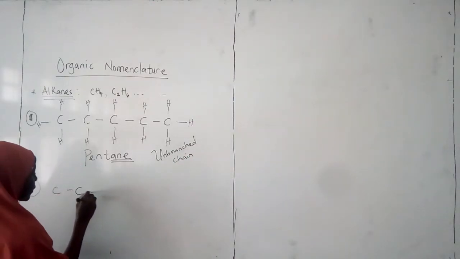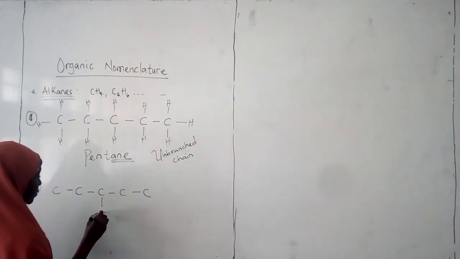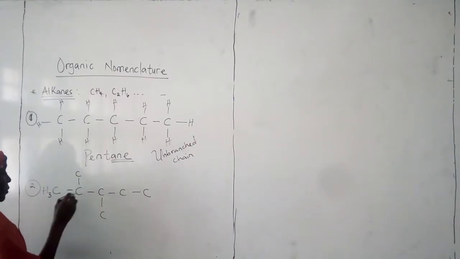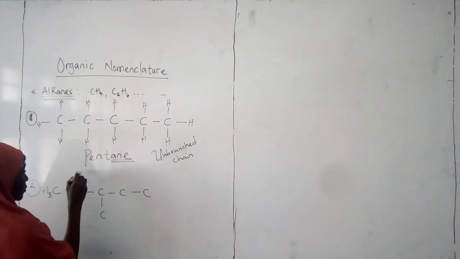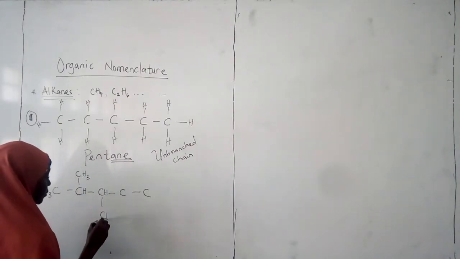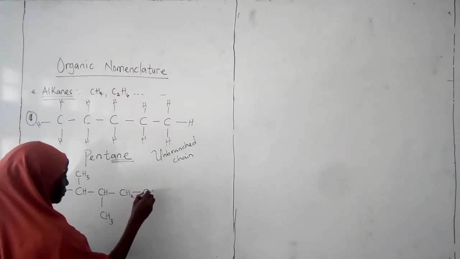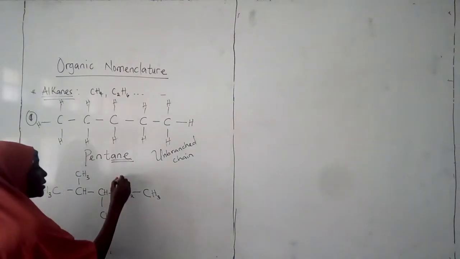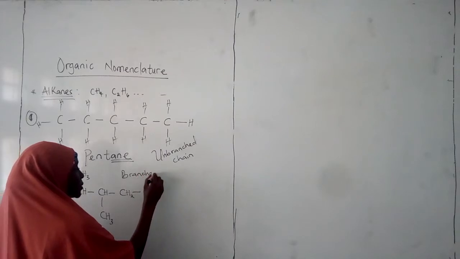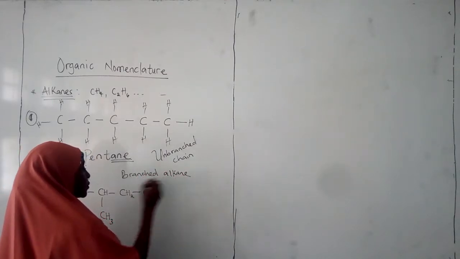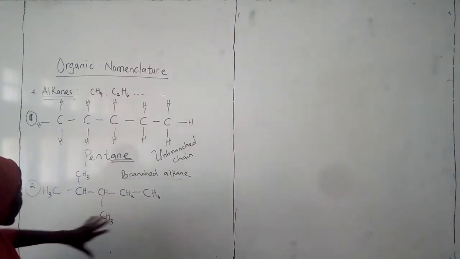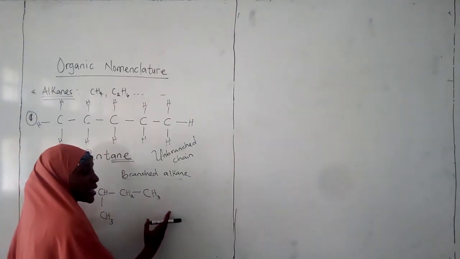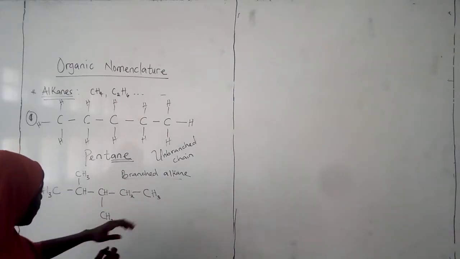Now, for the branched chain, I have something like this. When you have a branched alkane like this, the first thing we are going to do is count to find our longest chain. The longest chain is going to be our parent chain. Now, let's start counting.